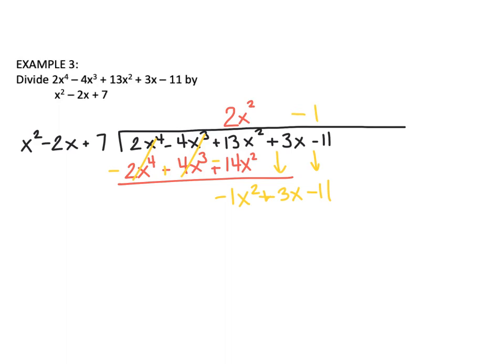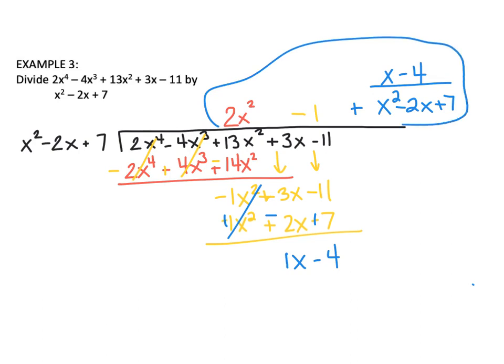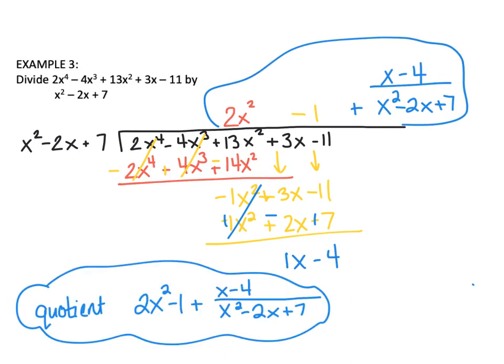And multiply, that produces negative 1x squared plus 2x minus 7. Now I subtract, meaning I change all my signs on the bottom row, which produces 1x minus 4 for my remainder. So I'm going to again write this as plus my remainder, x minus 4, over my divisor. So here is my answer, and I just rewrote it there on the screen for you to see.